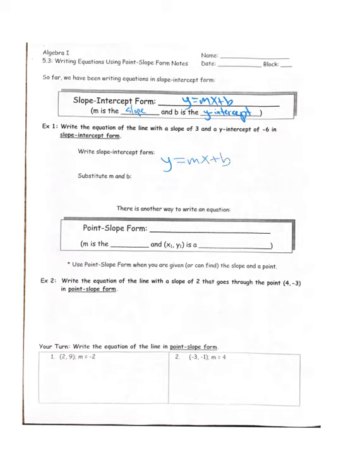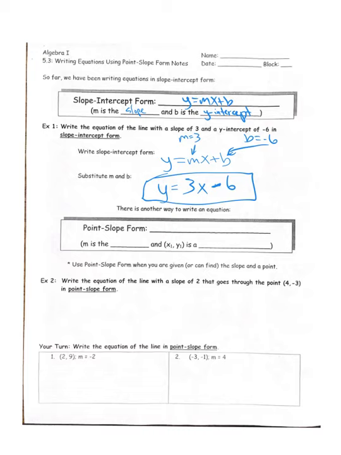In slope-intercept form, just remember we had y equals mx plus b. In this case, the slope is m, right? So up above we see that our slope is 3, and b is our y-intercept, so here our y-intercept is -6. We're just going to substitute those values into our equation. Substituting in 3 in place of m, we get y equals 3x, and then plugging in -6 in place of b, we wind up with y equals 3x minus 6.